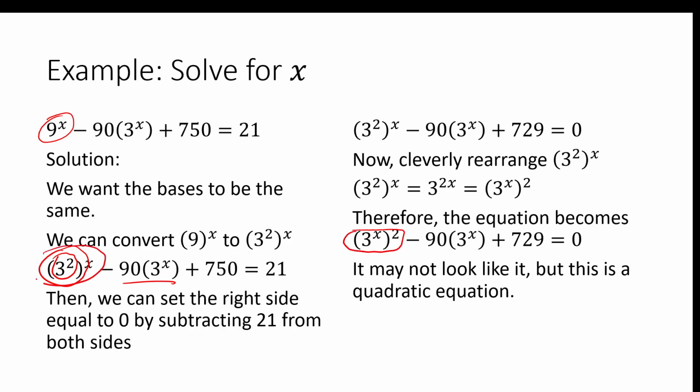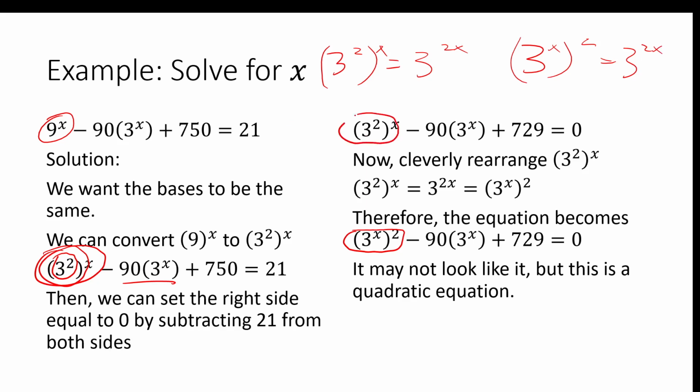Notice 3 to the 2 to the x, if you had that, we would multiply those exponents and we'd have 3 to the 2x. But if we had 3 to the x to the 2, we would multiply those exponents and we'd have 3 to the 2x. So clearly we can convert 3 to the 2 to the x to 3 to the x to the 2. Now you might be wondering, why would we do such a thing? We'll try to explain that.